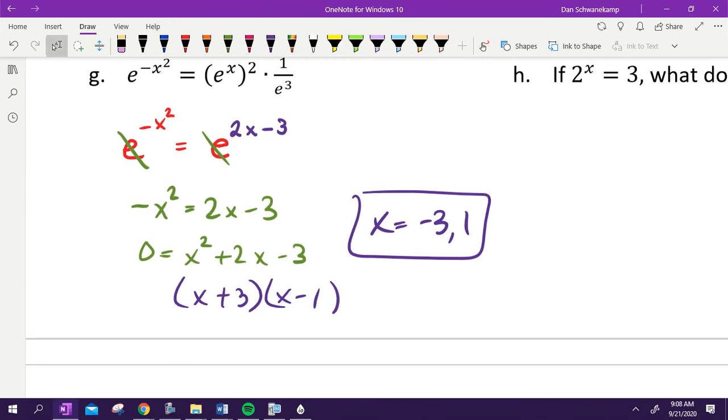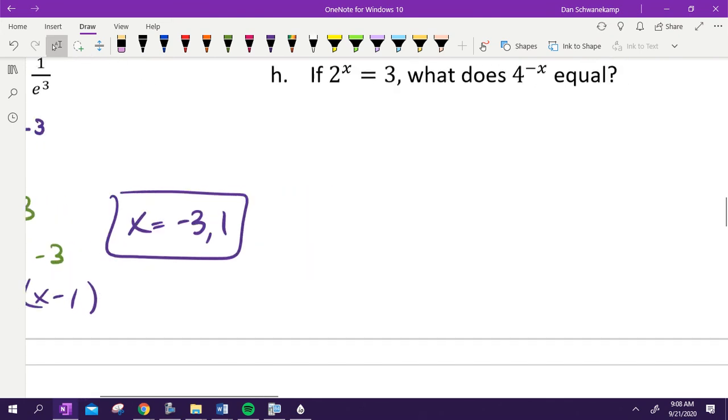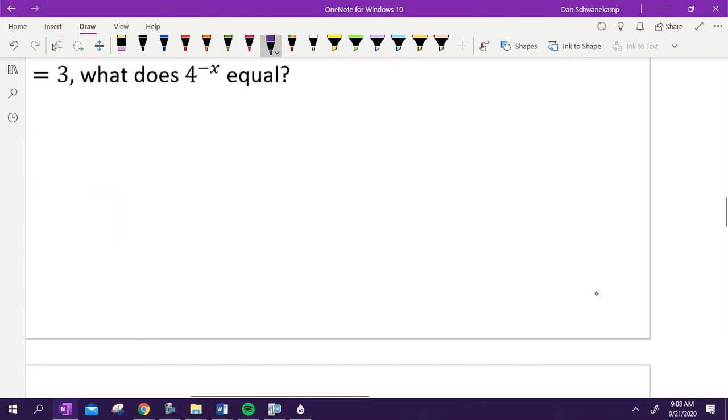Good on G. When you multiply exponents, you're adding. When you divide exponents, you subtract. If you raise exponents to a power, you multiply. When in doubt, just think of ones you know, like 2 squared times 2 squared, and think your way through that and what you would end up coming up with.